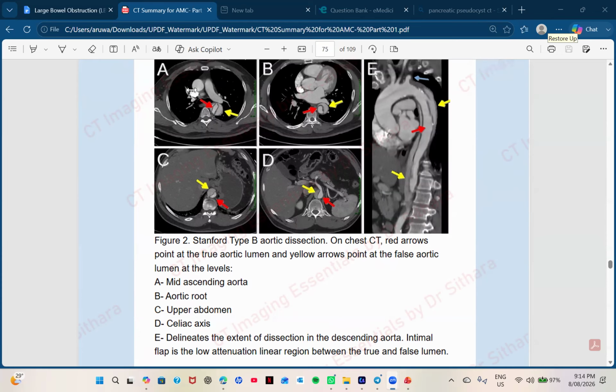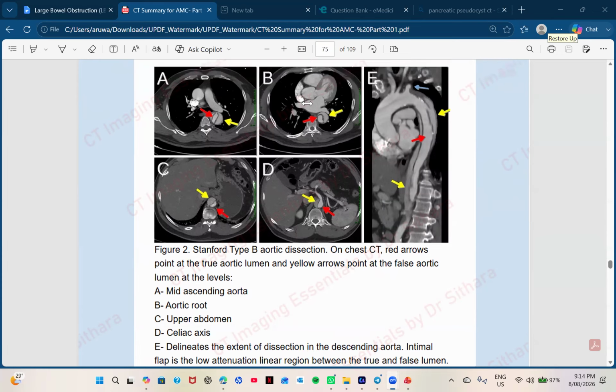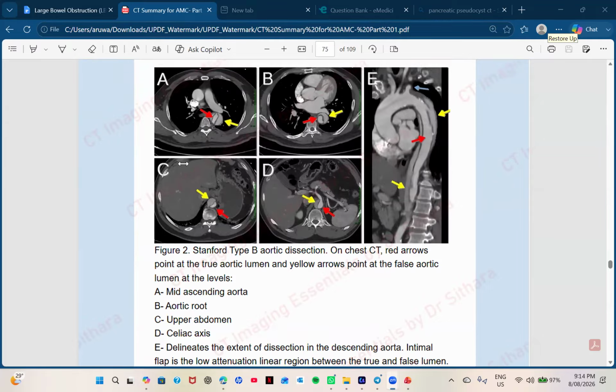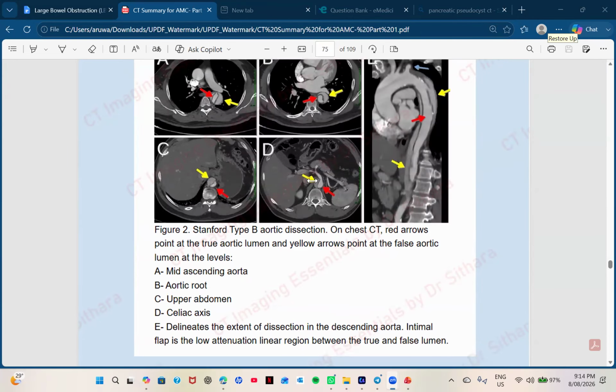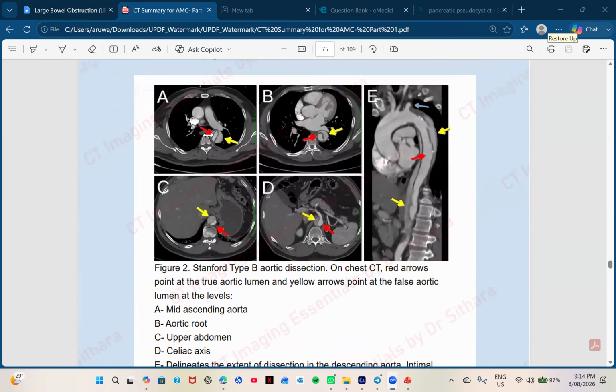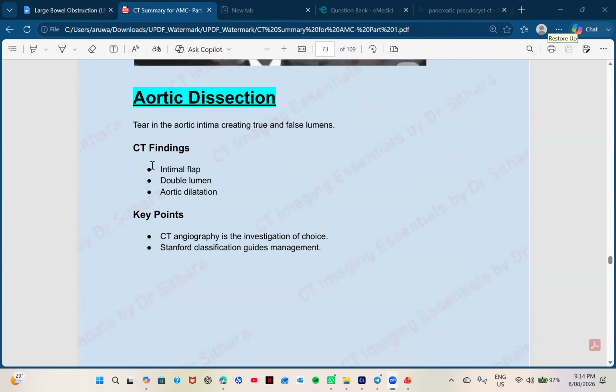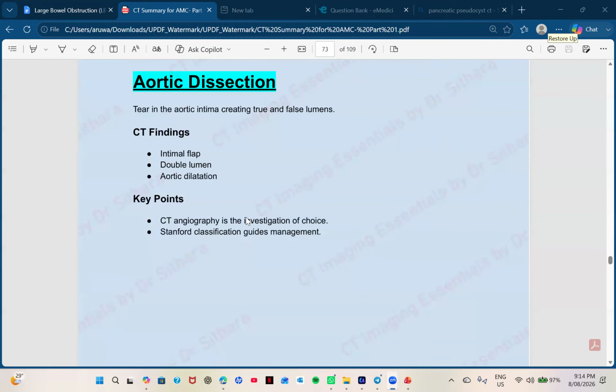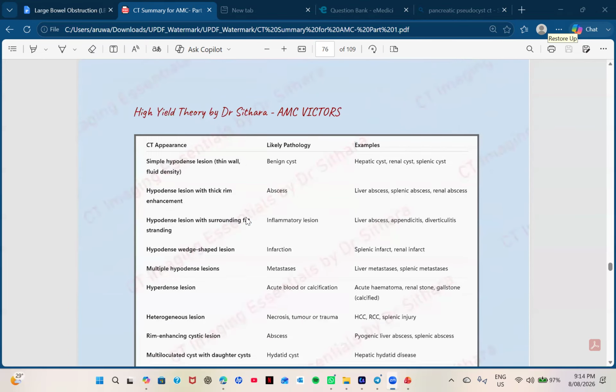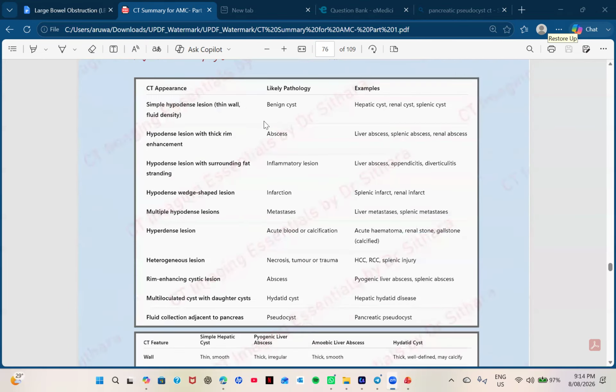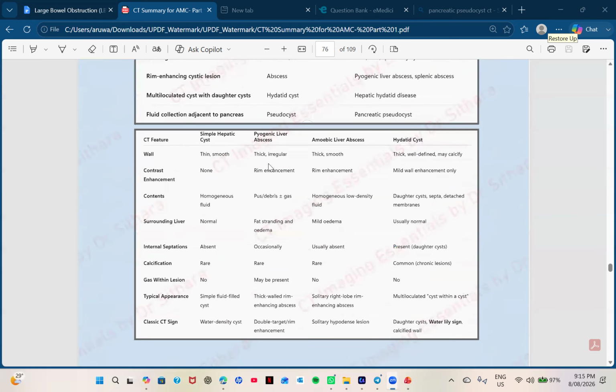And according to the mid descending aorta, then the aortic root, and the celiac axis, because they have axes in different areas we can see. In that case, just remember the two flaps, right? Two flaps here: the intimal flap, the double lumen because of the false lumen, and the aortic dilatation, okay? I have explained this one, like the hypotenuse and those things, and how it presents, earlier in the session.